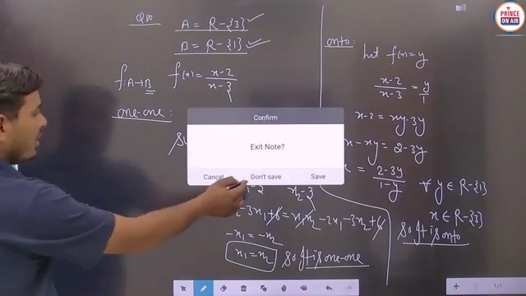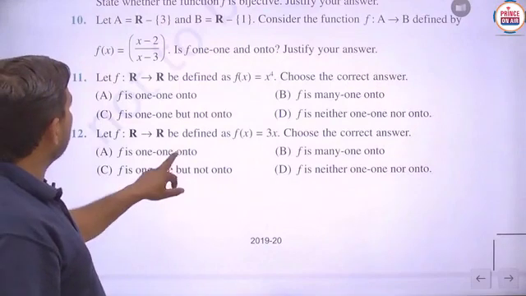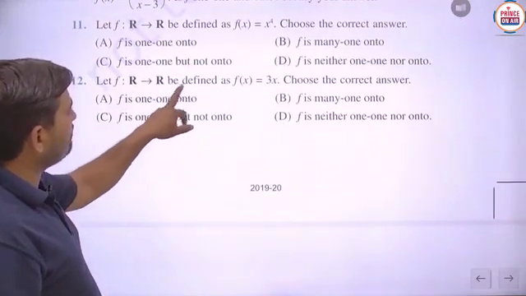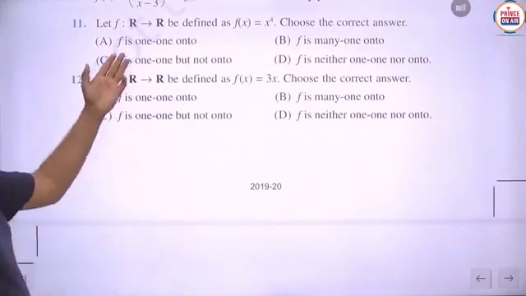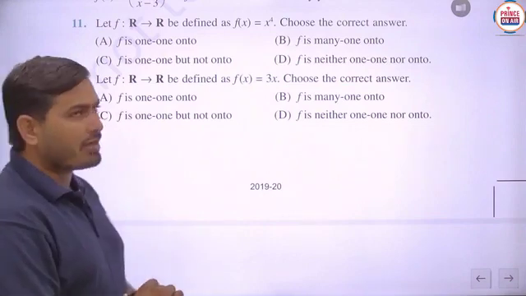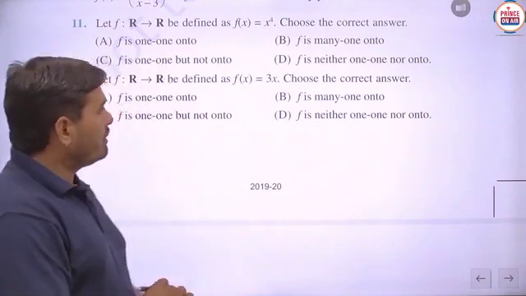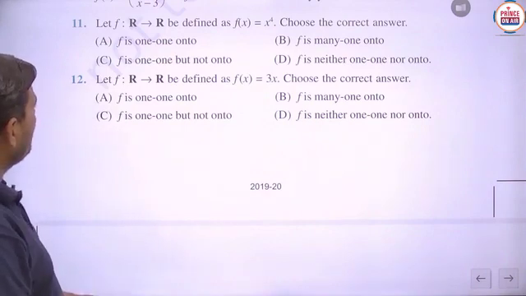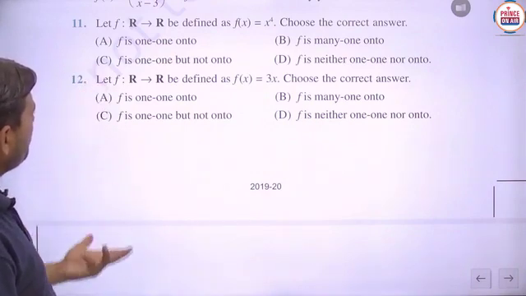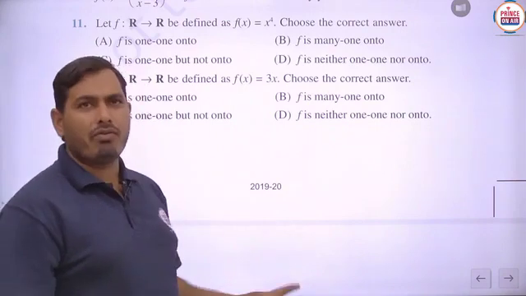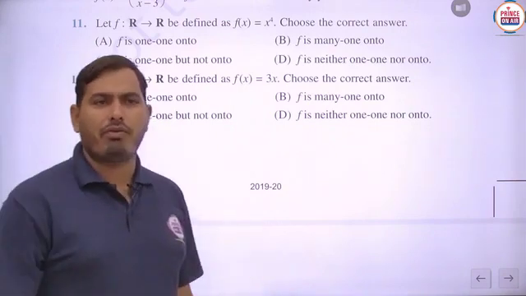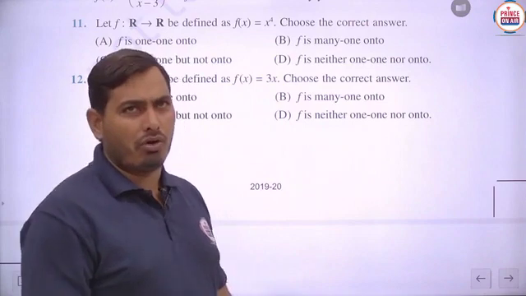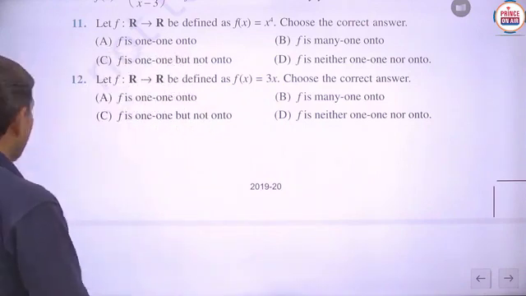In this question number 11, first of all read the question. A very simple question. Let f from R to R be defined as f(x) equals x raised to power 4. Then we have to choose the correct answers, so it is an objective type question. The very first option is f is one-one onto, many-one onto, so again we have to see whether the given function is one-one or not, onto or not. Is it clear?